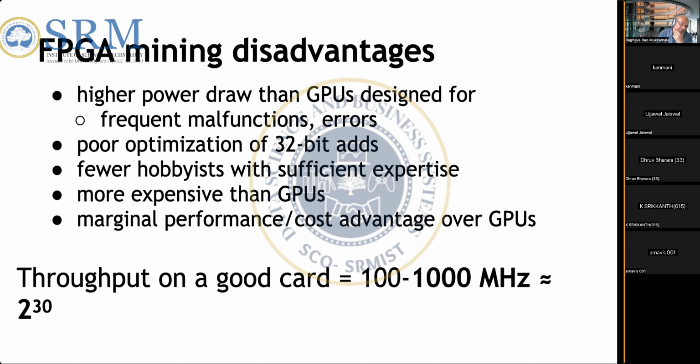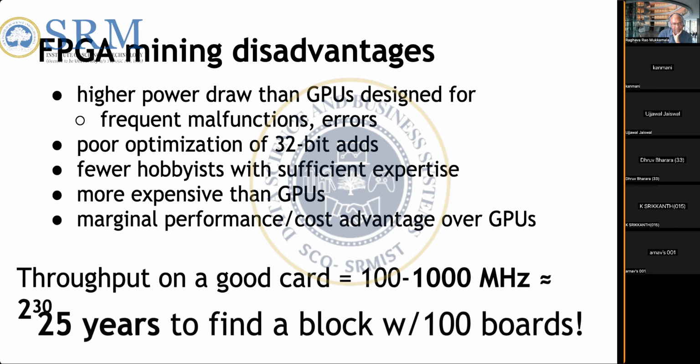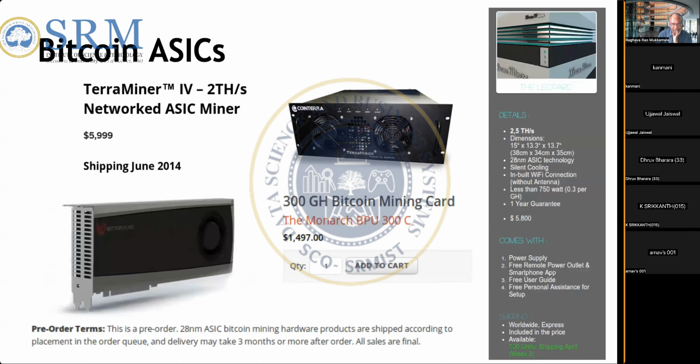So that means they are 1,000 times faster than the GPUs in terms of computing power. But even then, it takes 25 years to find a block with 100 ports, right? So that is also not feasible. And then people went with ASIC. ASIC is nothing but special purpose hardware, which is mainly built for Bitcoin mining.